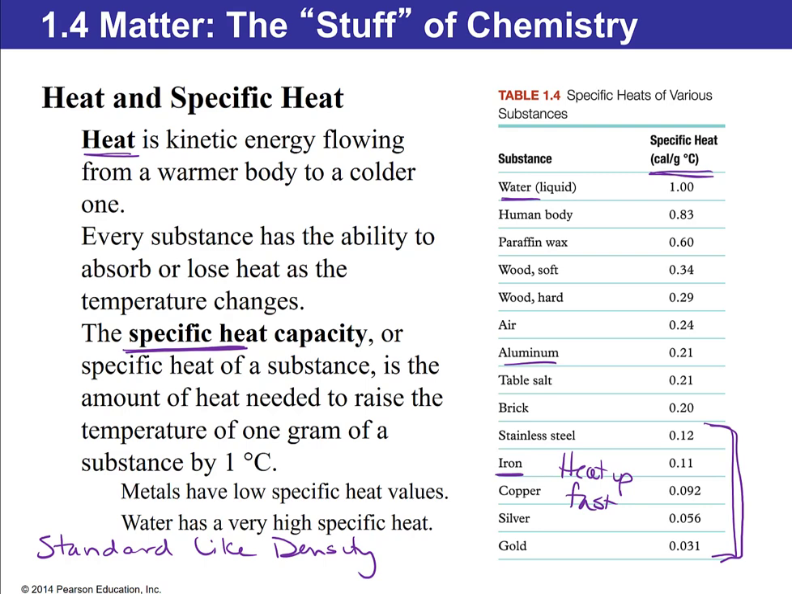So these metals in general heat up fast. Water heats up really slow, because of this specific heat. And notice that the human body is closer to the specific heat of water. That means that we absorb and release a lot of heat energy, and we don't change temperature really fast. That's a good thing, because this helps us to maintain our body temperature. So if we were more like metals, we would have problems of heating up and cooling down way too fast to survive.